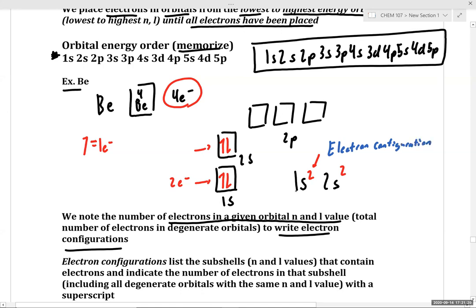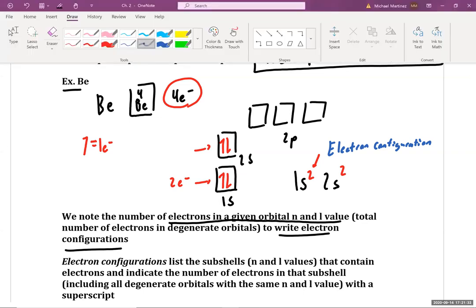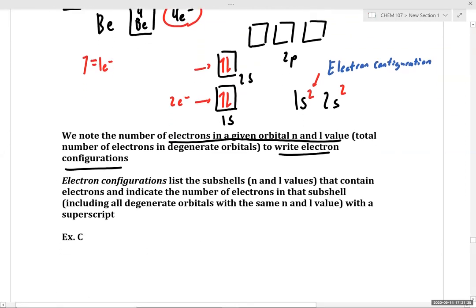Which indicates the number of electrons in each degenerate set of orbitals arranged in order of increasing energy. So to unpack electron configurations a little bit, electron configurations list the subshells, the n and l values, that contain electrons and indicate the number of electrons in that subshell with a superscript.